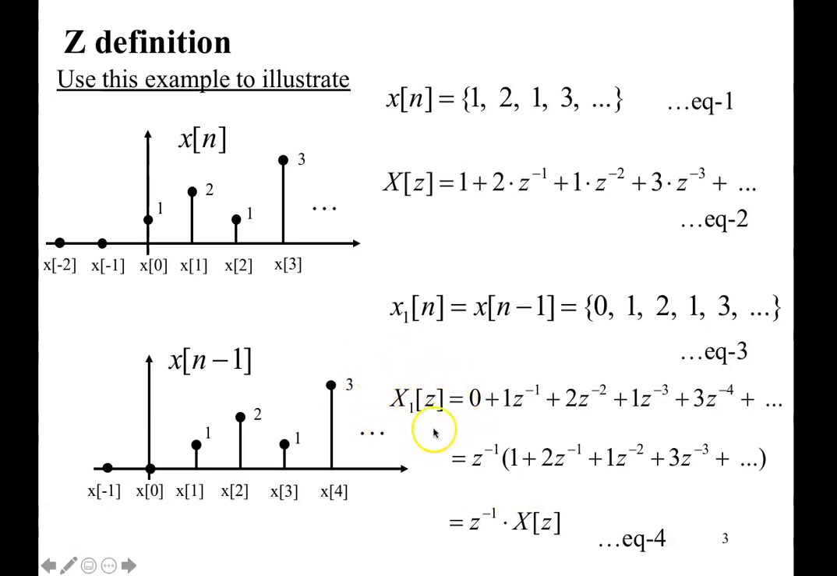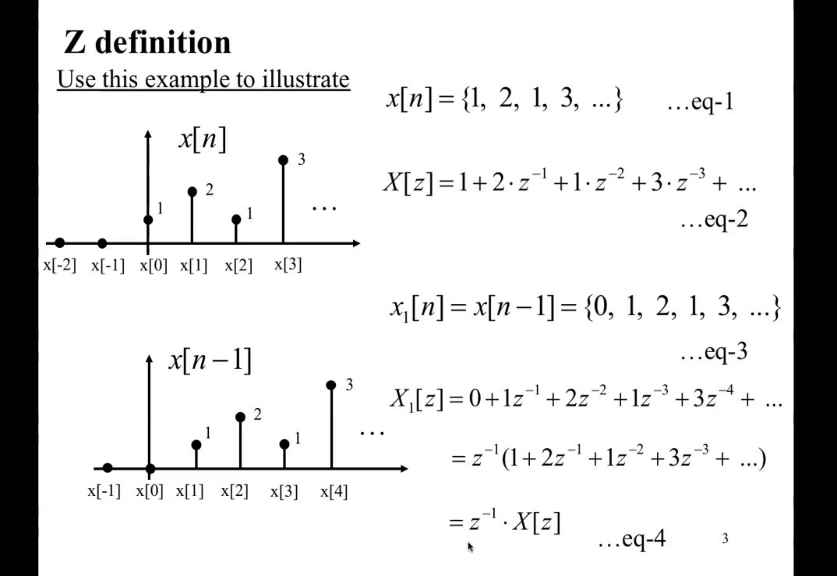The Z transform of a delayed sequence is Z minus 1 times the Z transform of the original sequence without delay. In other words, the Z transform of a sequence times Z minus 1 means the sequence being delayed by 1 interval. So if you multiply something by Z minus 1, Z minus 1 represents a delay of 1 interval.